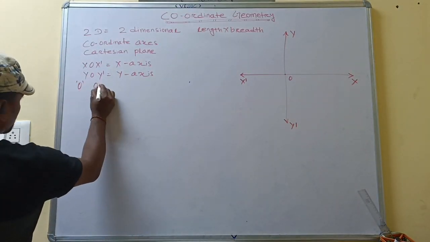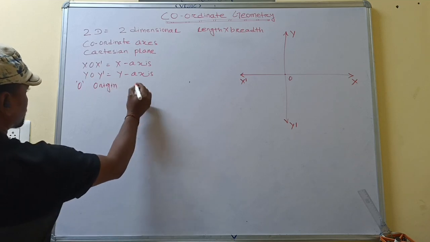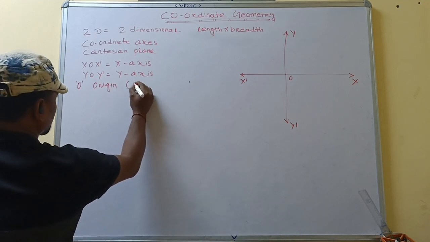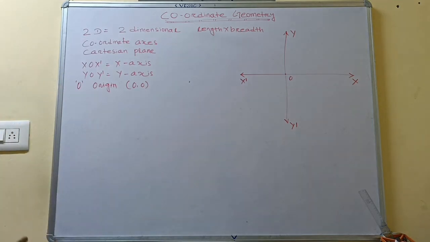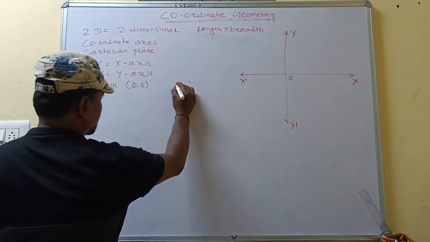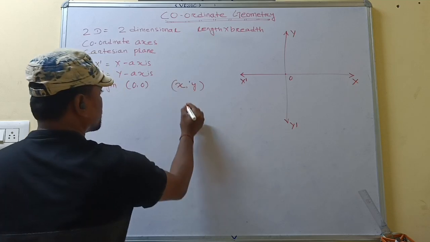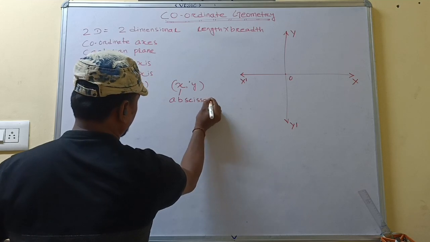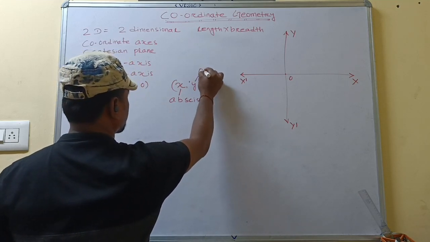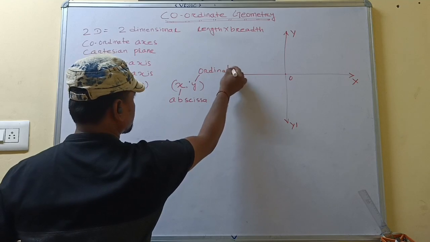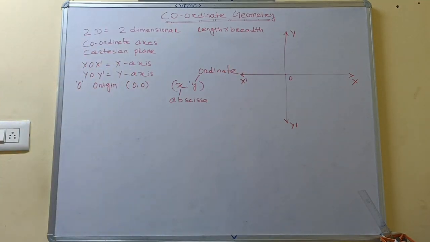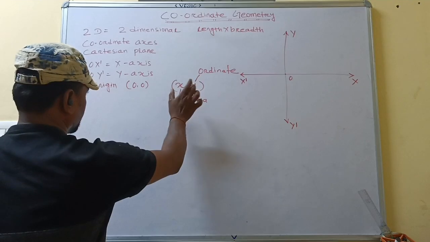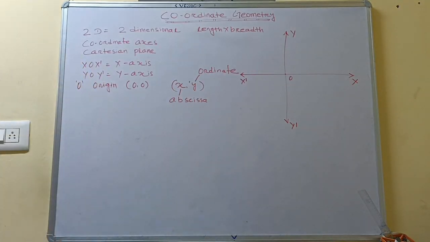O is known as the origin, and its coordinates are (0, 0), meaning x coordinate 0 and y coordinate 0. That is the starting point of the coordinate axes. Here it is an ordered pair, x coordinate and y coordinate. The x coordinate is known as the abscissa, and the y coordinate is known as the ordinate. It is known as an ordered pair, meaning x coordinate, y coordinate.